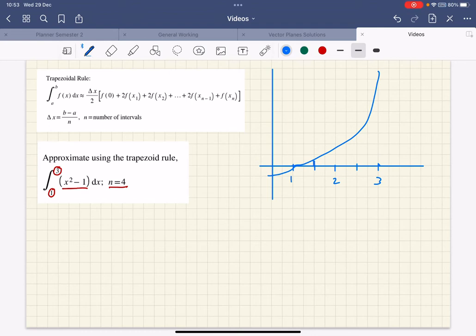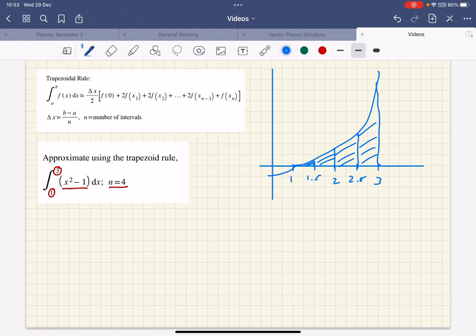And we've got here the first trapezium between 1 and 1.5. And then we've got another trapezium up to 2.5. Another trapezium between 3. So we've got these 4 different trapeziums: 1, 2, 3, and 4.